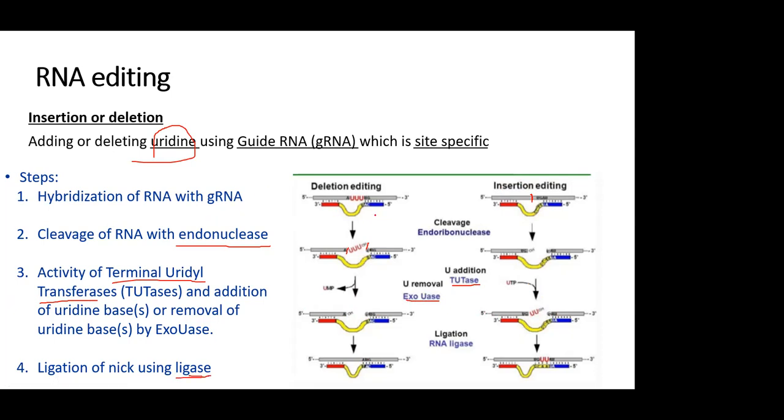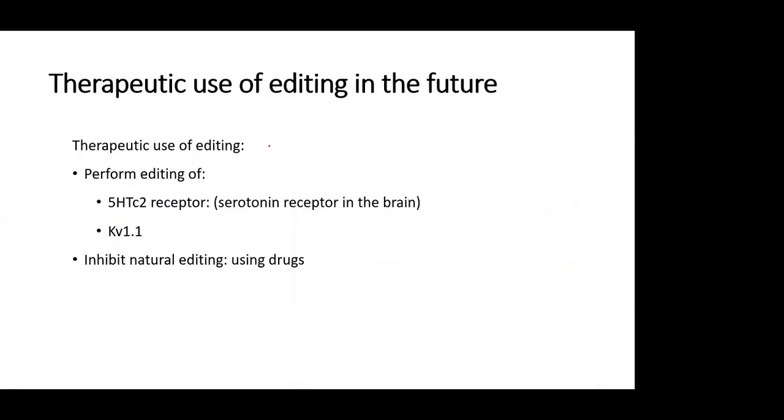So the guide first, the nuclease will cut it open. You will throw away uridines through the exouase, or you will add some uridine with the terminal uridyl transferase. Then you're going to ligate it back. So this is the insertion or deletion of uridine using the site-specific guide RNA.